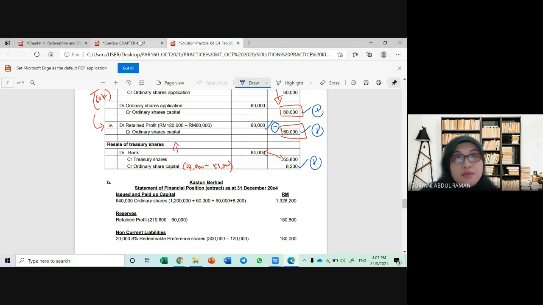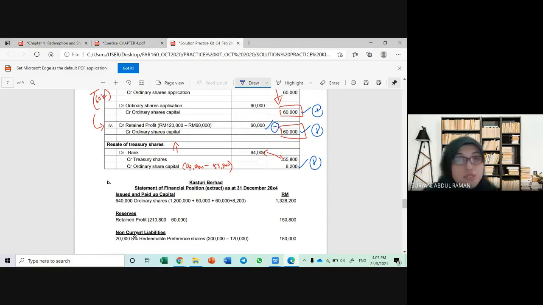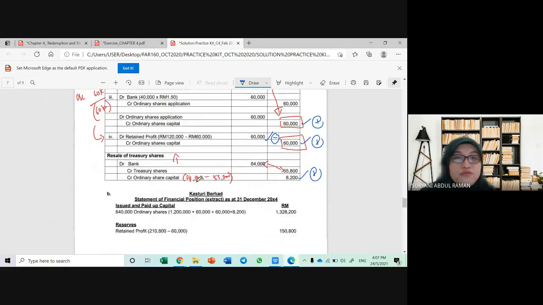Last but not least, your redeemable preference shares. Last time you have 100,000 units. Since you want to redeem, you want to settle part of it, so 80,000 has been settled. Therefore, you are left with 20,000 units. And the amount is 180,000, which is 300,000 minus 120,000. This one you have to minus. Okay, that's all for question 4, Kasturi Berhad.